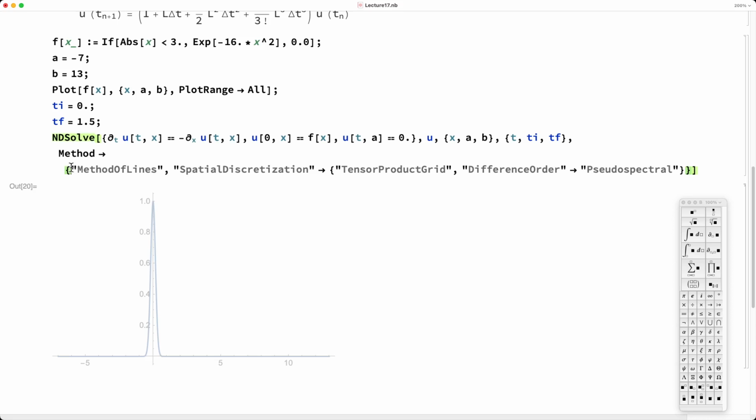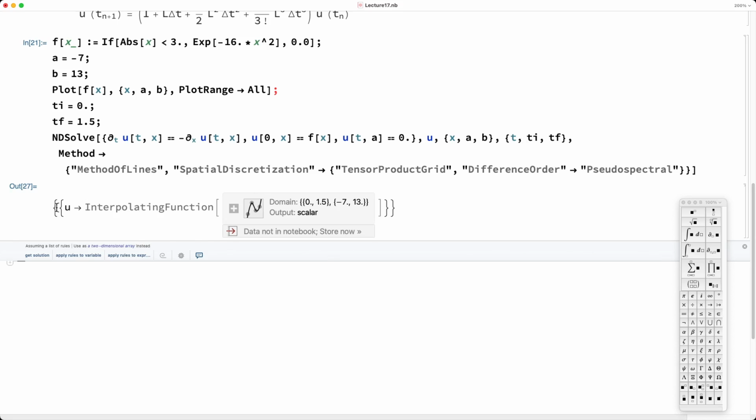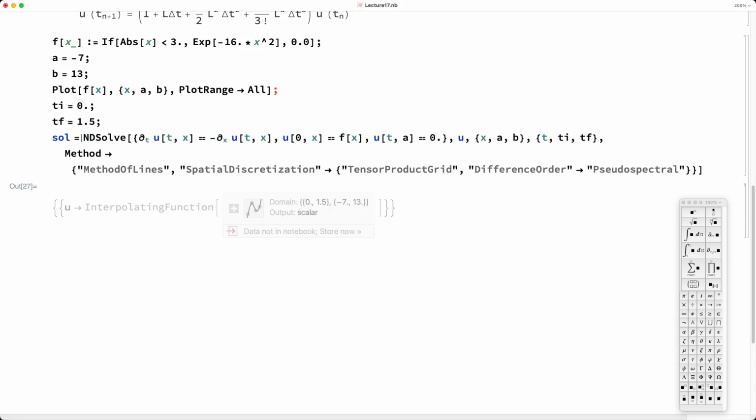So I'm going to use the method of lines, and for the spatial discretization, I'm going to specify we want a tensor product grid, and we want the method to be pseudospectral. So Mathematica will use a pseudospectral differentiation matrix. So let's execute this, and Mathematica very quickly obtains a solution. And then I can call this solution, let's call it solve. And then to set that solution as a function, let's call it usolve.